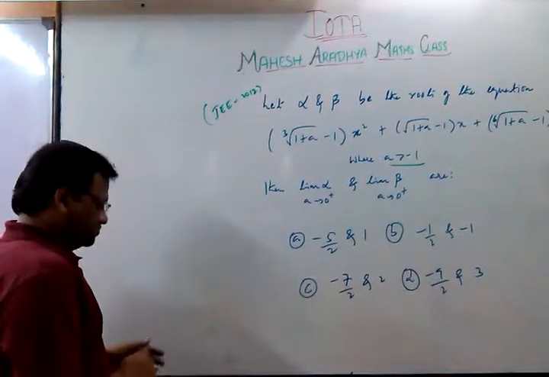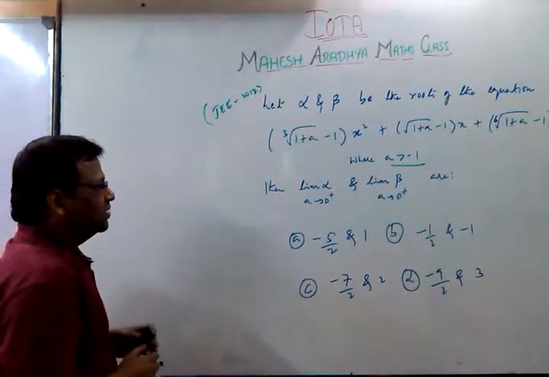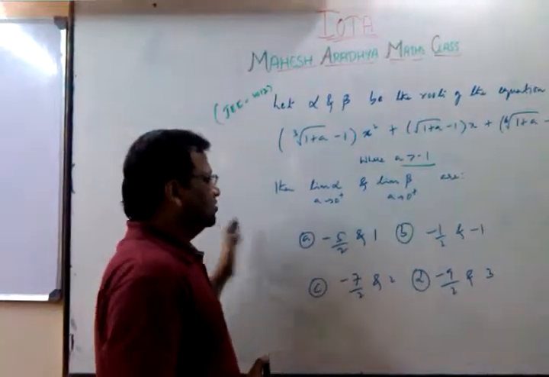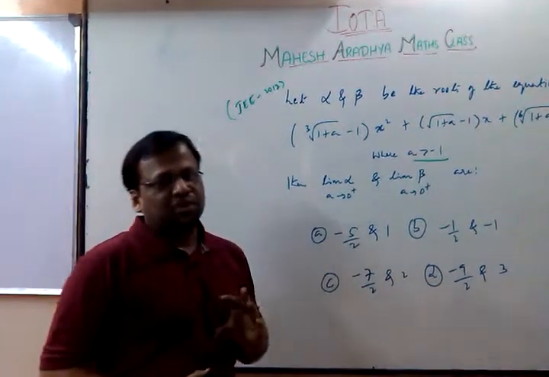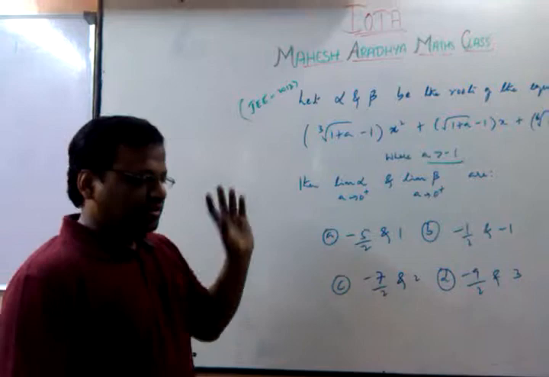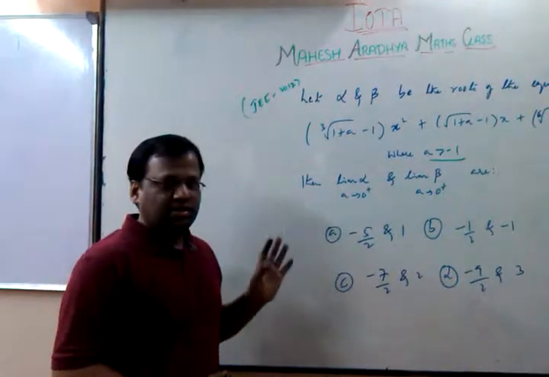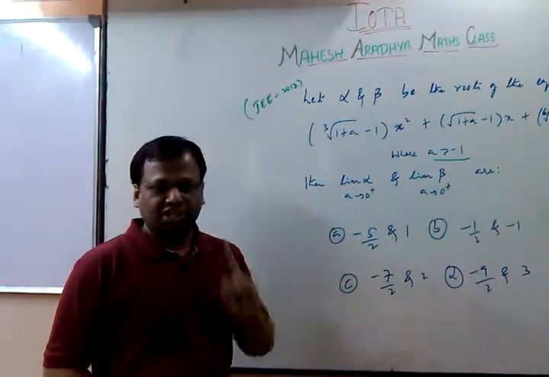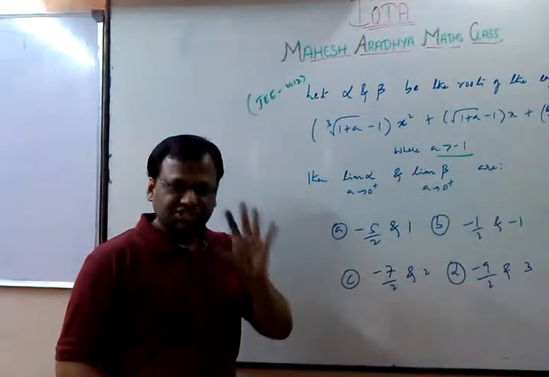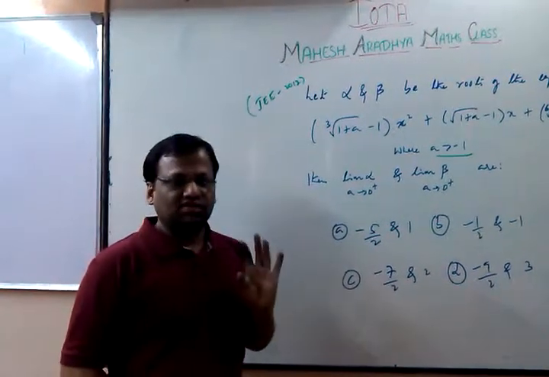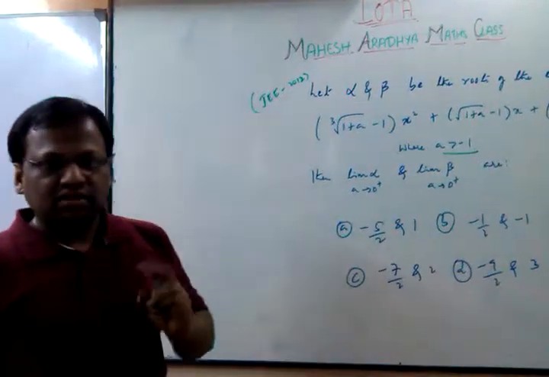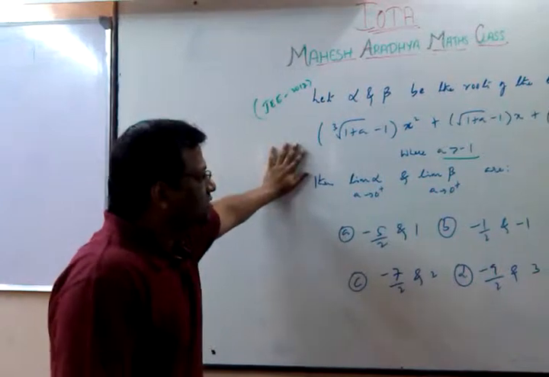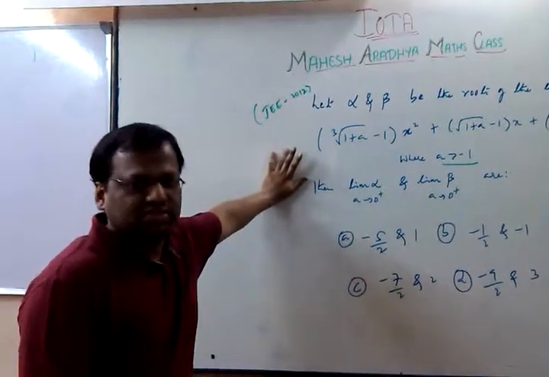Look, if you apply the limit to this question and take the quadratic equation and keep solving, it will take around 8 to 10 minutes. But as I said in the beginning, it should not take more than 2 minutes for a question in JEE Mains. You should not take more than 2 minutes for this question. So is there any shortcut? Yes, there is a shortcut.